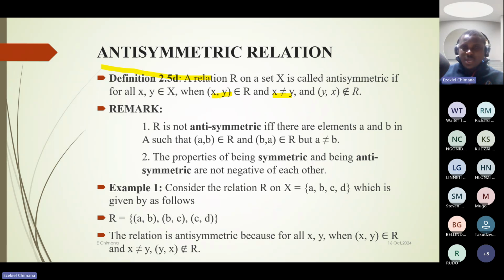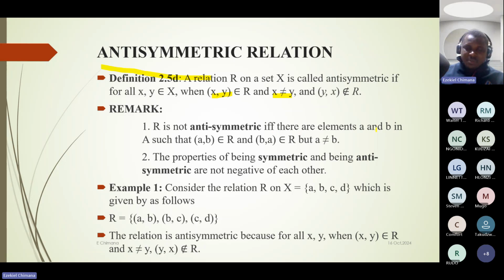We have got (x, y) as part of R, but this x and y are not equal, like the situation is not (1, 1), right? Or (2, 2). And then (y, x) is not an element of R, which means whenever you have a (2, 3) and a (3, 2) is not part of R, it means that relation is now becoming an antisymmetric.